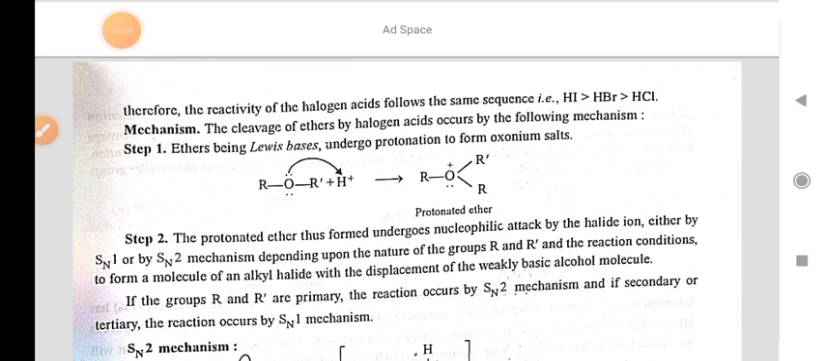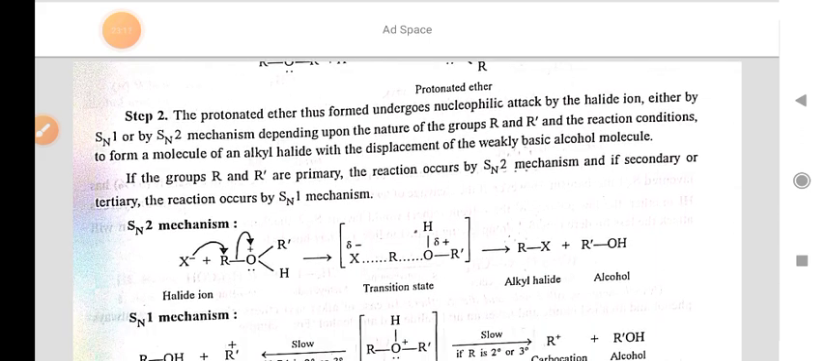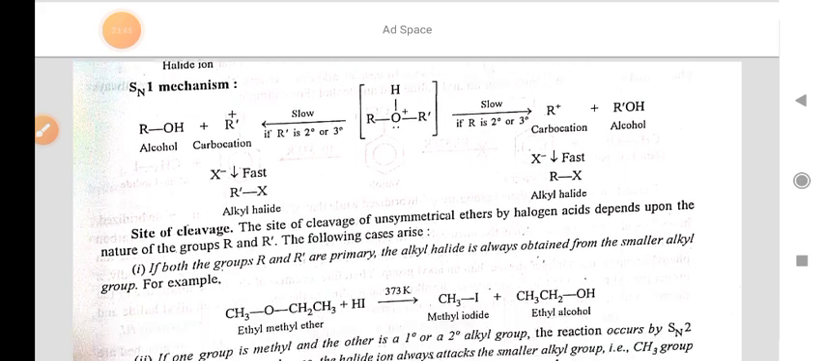Mechanism. The cleavage of ethers by halogen acids occurs by the following mechanism. Step 1. Ether, being a Lewis base, undergoes protonation to form oxonium salt. Step 2. The protonated ether thus formed undergoes nucleophilic attack by the halide ion, either by SN1 or SN2 mechanism depending upon the nature of the groups R and R dash and the reaction conditions, to form a molecule of an alkyl halide with the displacement of the weakly basic alcohol molecule. If the groups R and R dash are primary, the reaction occurs by SN2 mechanism, and if secondary or tertiary, the reaction occurs by SN1 mechanism.